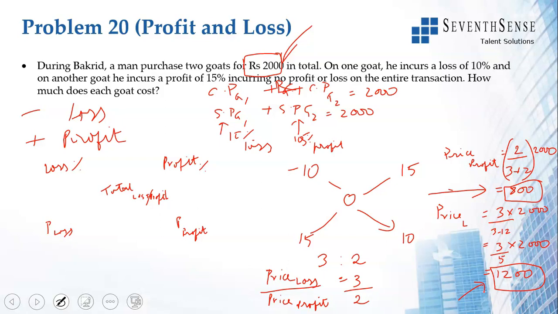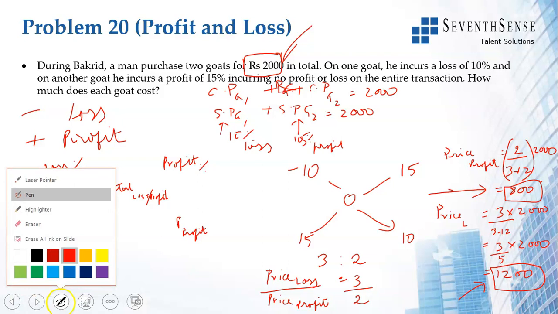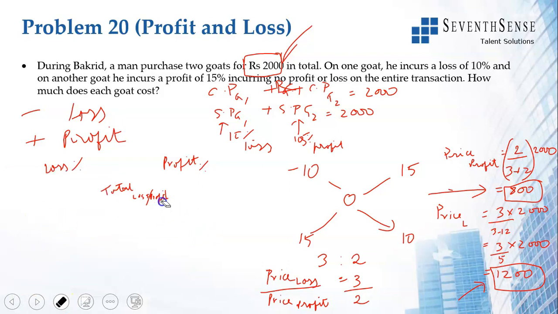Can we verify? How do we know whether we have gotten the right answer? So let me just make some space here. He is selling the goat which cost him 800 at a profit of 15%. How do we do that? Selling price there equals 800 into 1 plus 15 by 100, which is 800 into 1.15. You can calculate that here. 1.15 into 800 is 920. So he is selling it at 920.